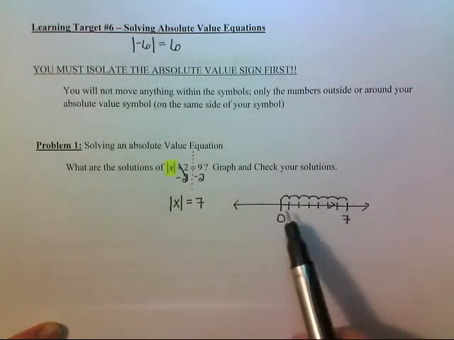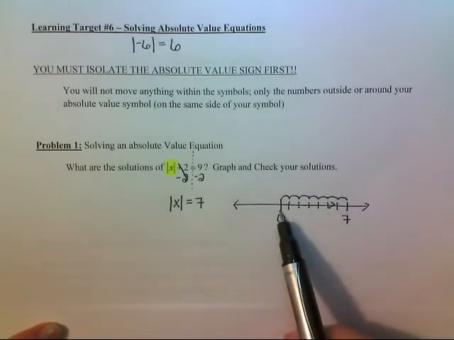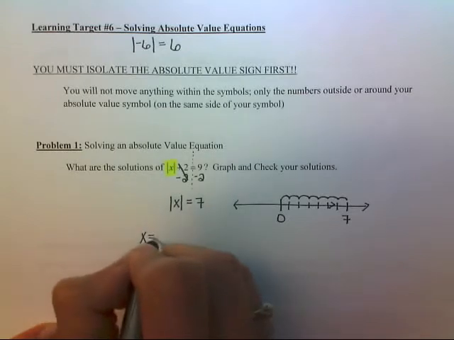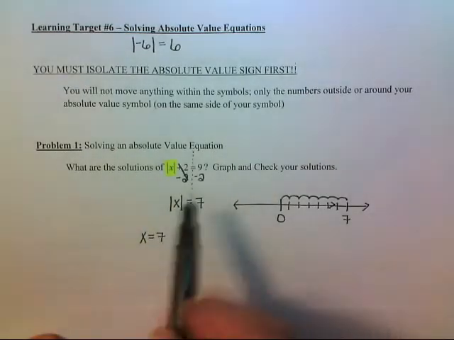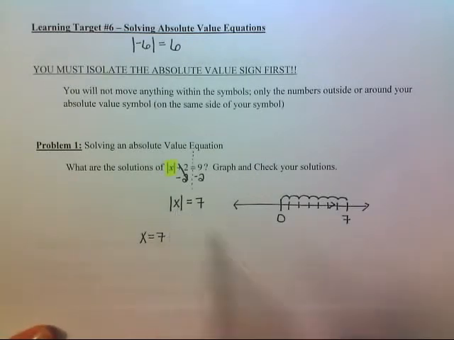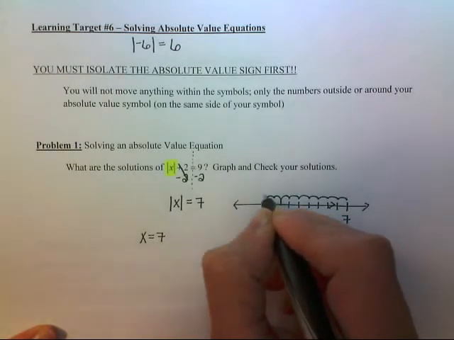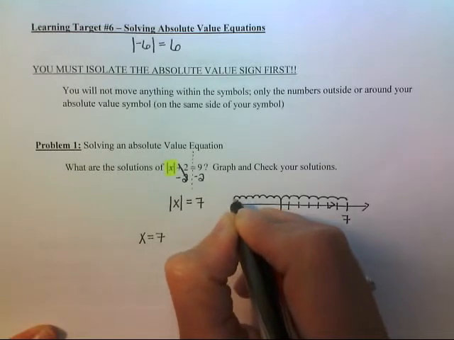Well, that should make sense. 7 is a distance of 7 from 0. So x equals 7 is one of my answers. The inside of my absolute value could be 7. The absolute value of 7 is 7. But let's go to the left. 1, 2, 3, 4, 5, 6, 7.